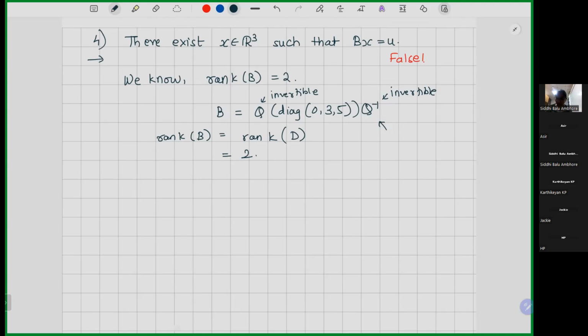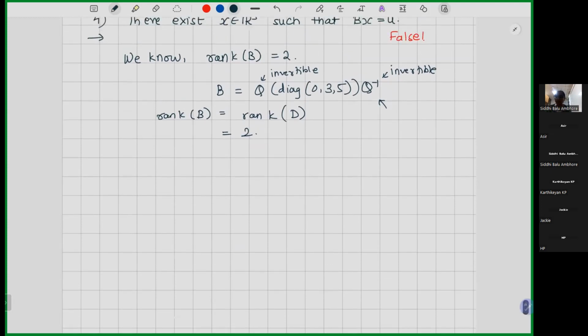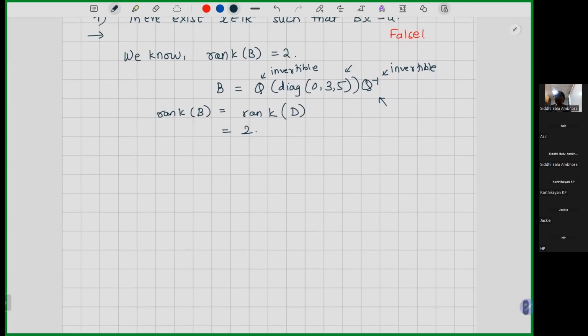Okay, so this was from the previous lecture, and this is because B is similar to this diagonal matrix. This is from the current lecture, and we will discuss this in a few minutes. But for now, the rank of B is 2. This is, I hope, clear.